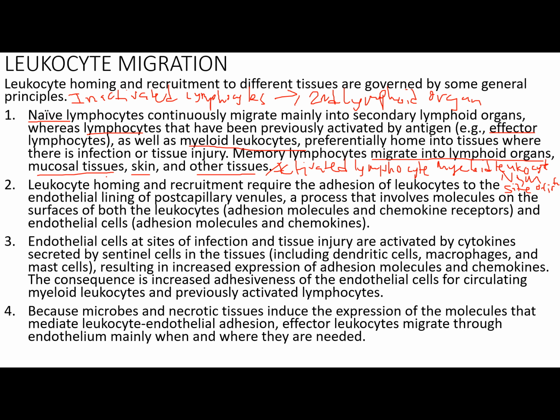Now, the second principle is that leukocyte homing and recruitment would require the adhesion of leukocytes to the endothelial lining of post-capillary venules, a process that involves molecules on the surface of both leukocyte and endothelial cell. So class, leukocyte homing, for WBCs to go to site of injury, they must attach or they must perform adhesion.